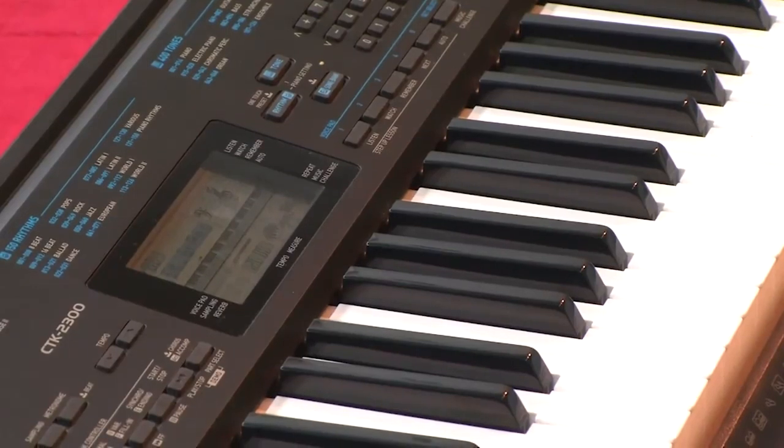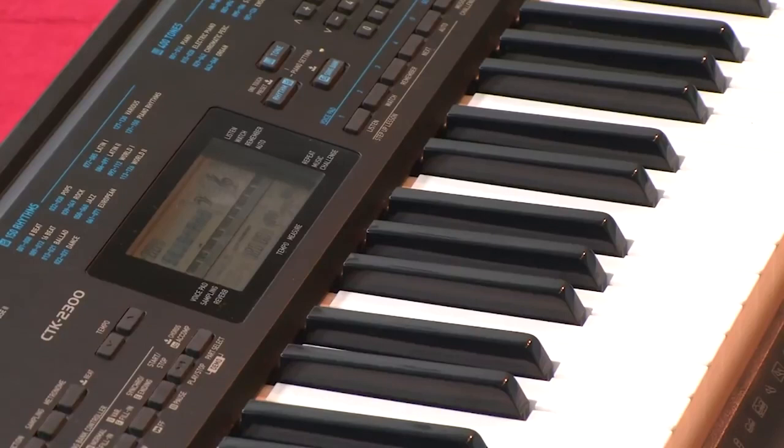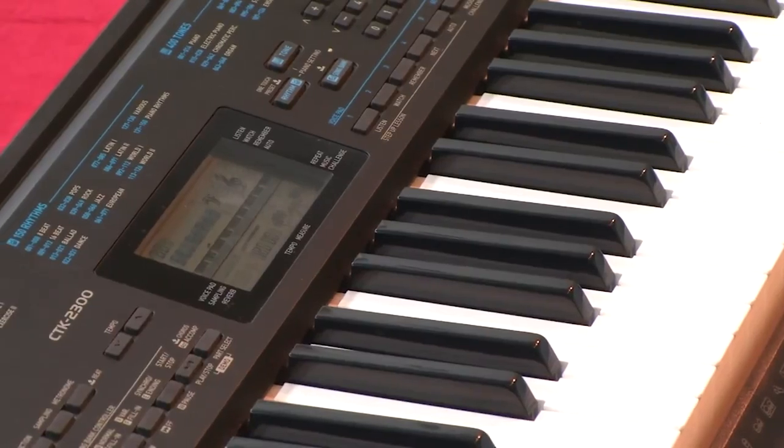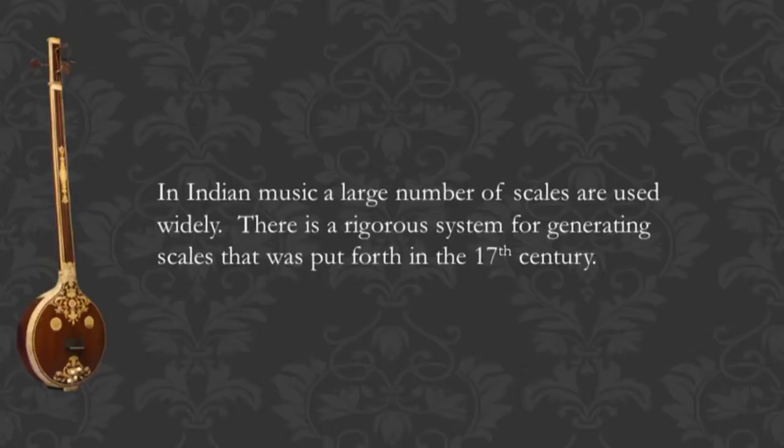This scale is also widely used in Indian classical music, which is Mohanam in Carnatic music and Bhoop in North Indian music. Now, we just saw that in Western classical music, predominantly two scales are used, and in Chinese music, a pentatonic or a scale that has five pitches, that is predominantly used. Now, in Indian classical music, we have a very large number of scales that are used widely. And there is also a rigorous system of generating scales that was put forth around the 17th century. And we will see more about this later on in the course.